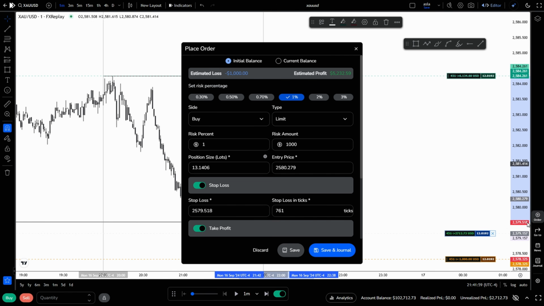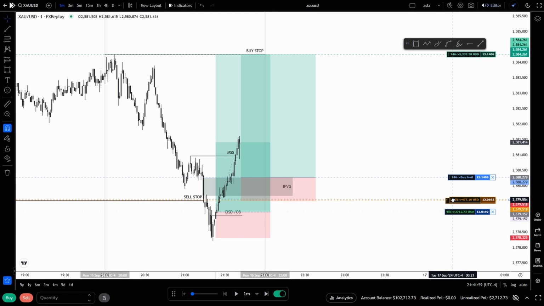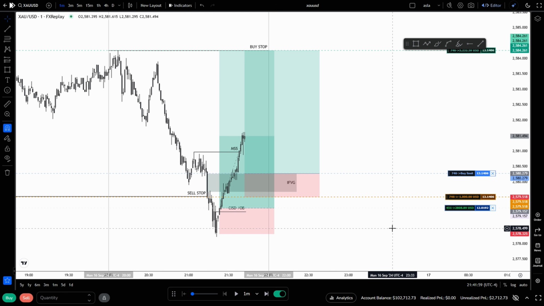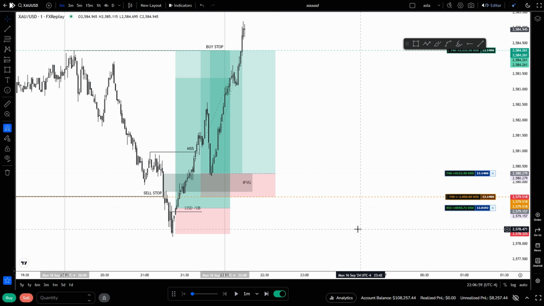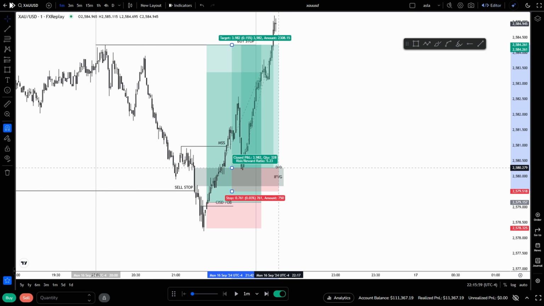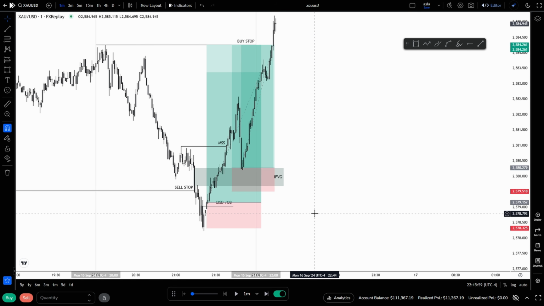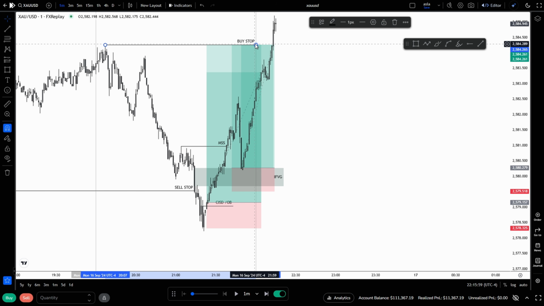And as soon as price taps back into that area, that is where we execute our trade. Our stop loss is placed below the swing low that caused the shift, giving the trade enough room while still keeping our risk controlled. For our target, we are aiming for the opposing liquidity, which in this case is the buy-side liquidity resting above now.